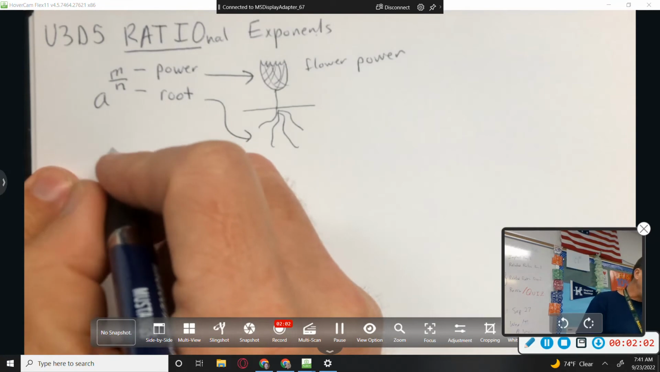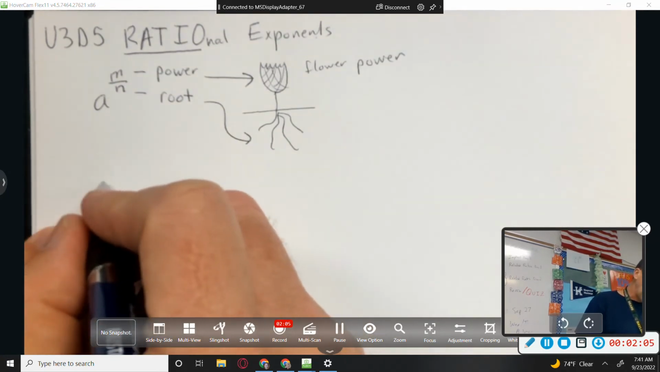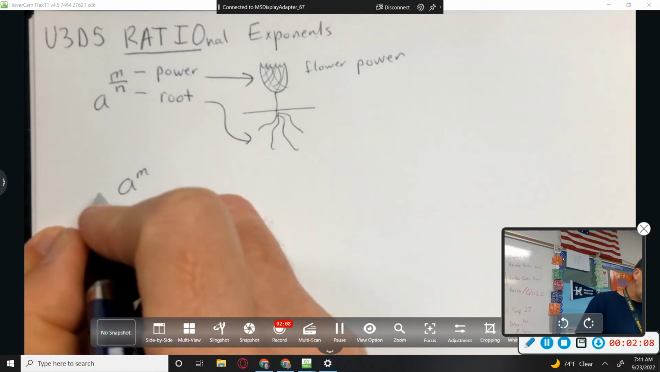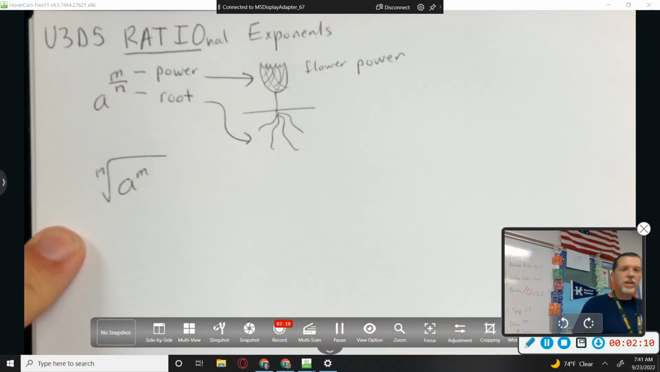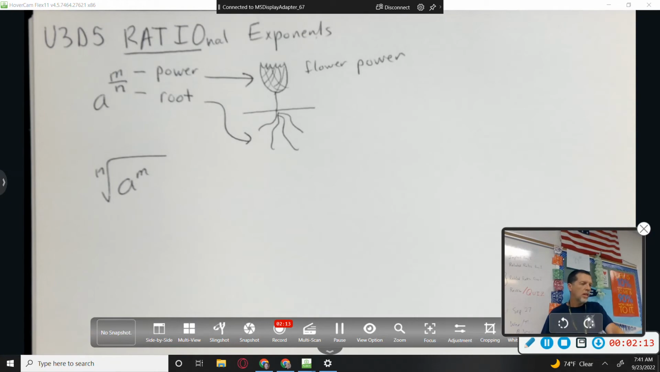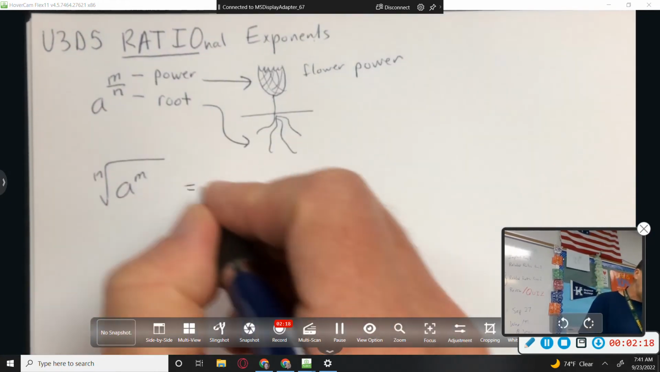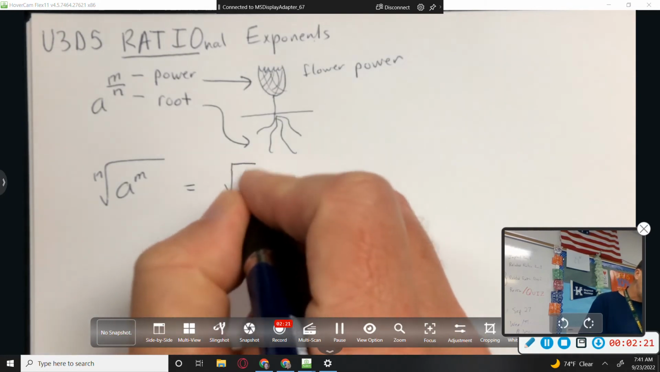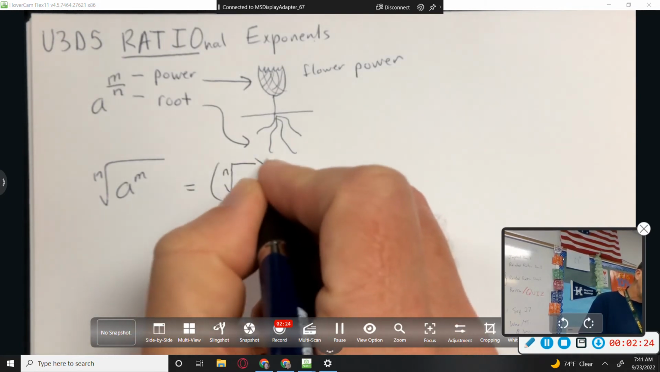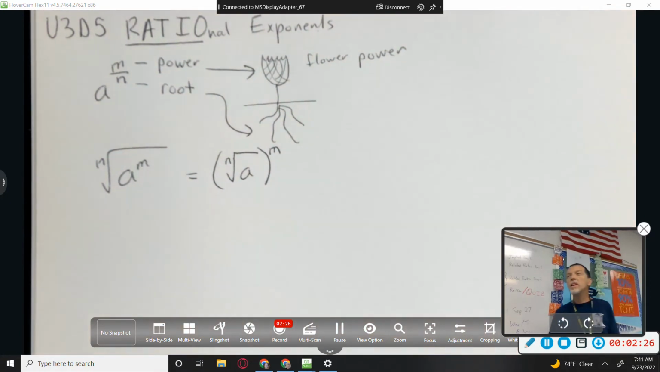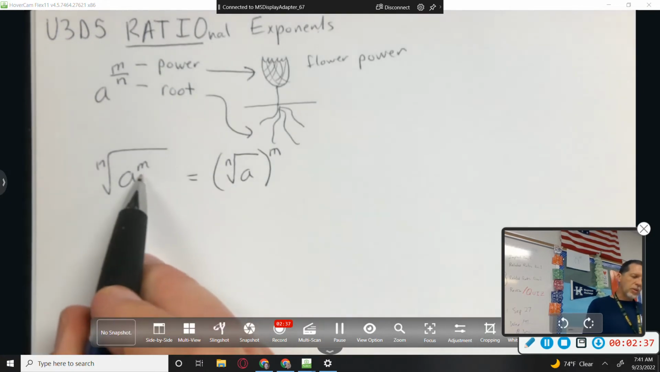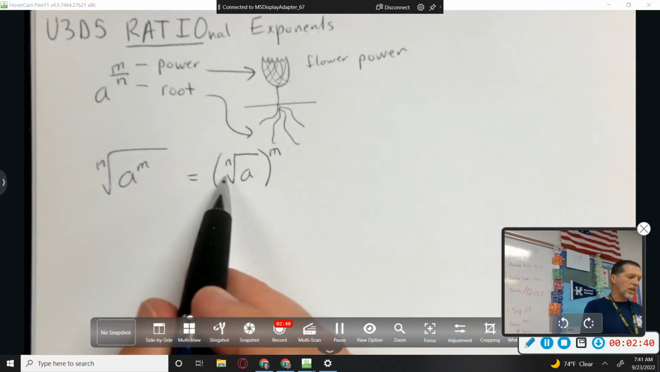Another way to write that then is that the power, a to the m, but the nth root. This is the same thing as the nth root raised to the m. Either one of those is the same. There's not an order of operations because both of those are exponents. So you could do either one first and you get the same thing. This one is exponent first, this one is root first.